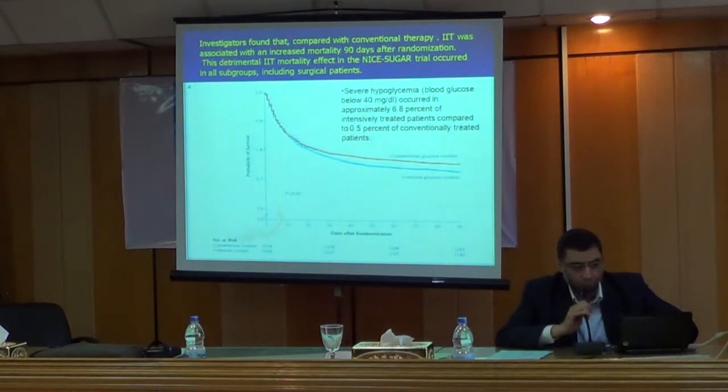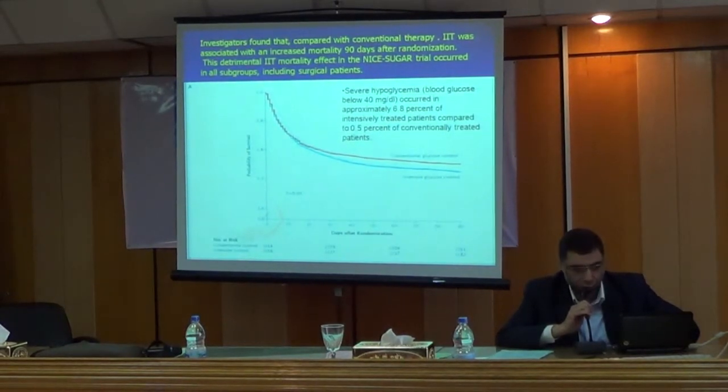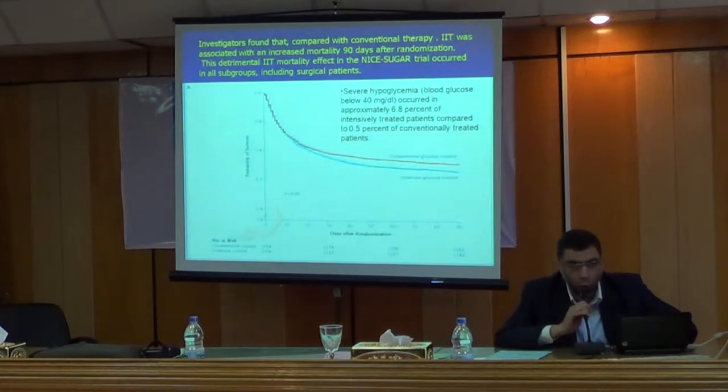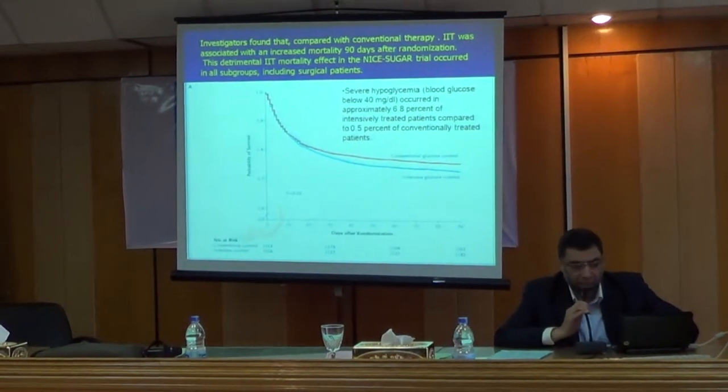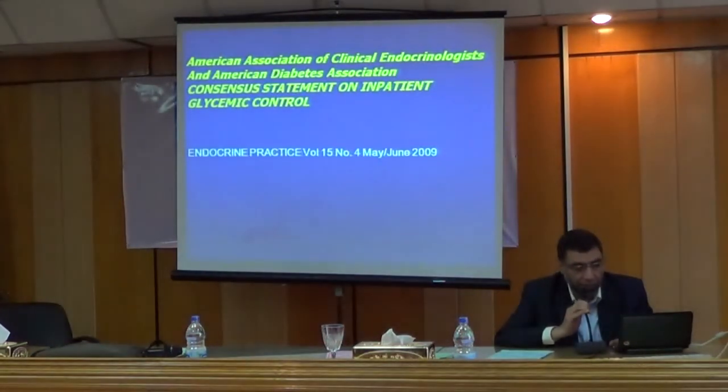Investigators found that compared with conventional therapy, intensive insulin treatment was associated with an increased mortality 90 days after randomization. This detrimental intensive insulin therapy mortality effect in the NICE-SUGAR trial occurred in all subgroups. Whether medical or surgical, it was a clear difference. Severe hypoglycemia occurred in approximately 7% of intensively treated patients compared with 0.5% of conventionally treated patients. So the study was terminated.